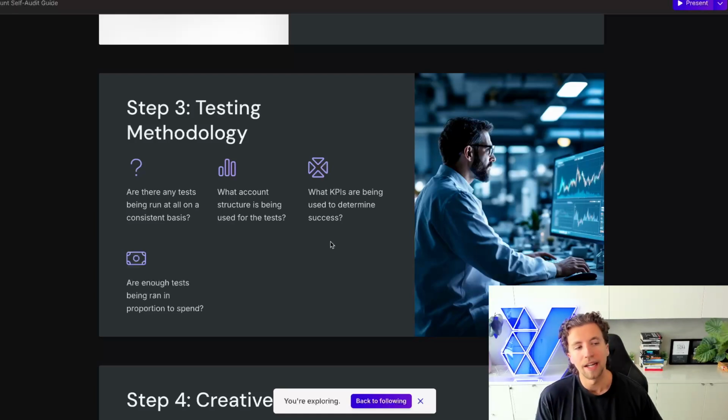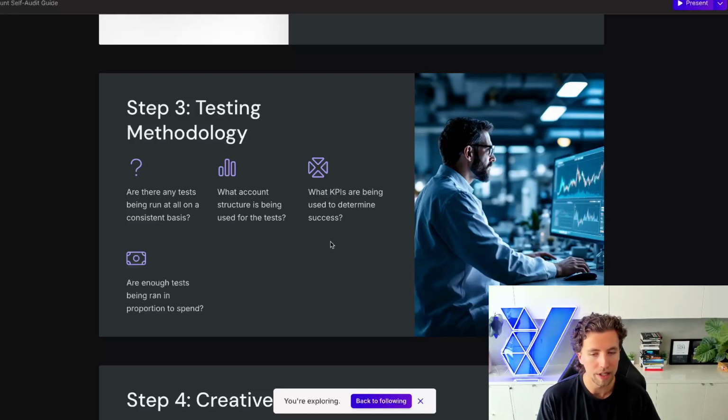What KPIs are being used to determine success? This is a really important one. I'm going to give you a KPI that you've probably not even thought about before, which is that a KPI for success is, did Meta distribute spend to it? If you put 6 ads into an ad set, it spends a little bit on all of them, picks one, cranks that up, all the spend goes to that ad.